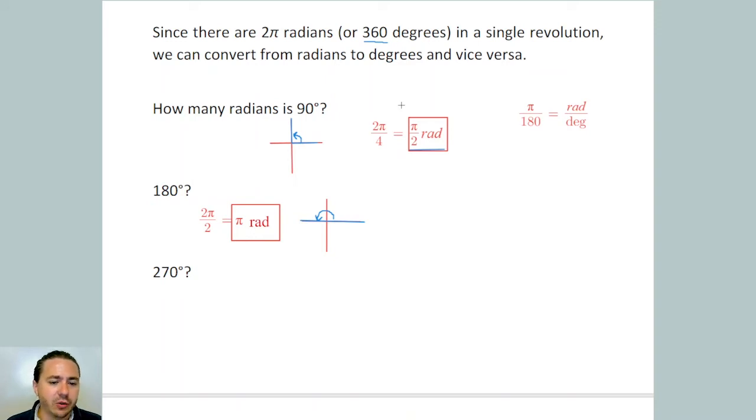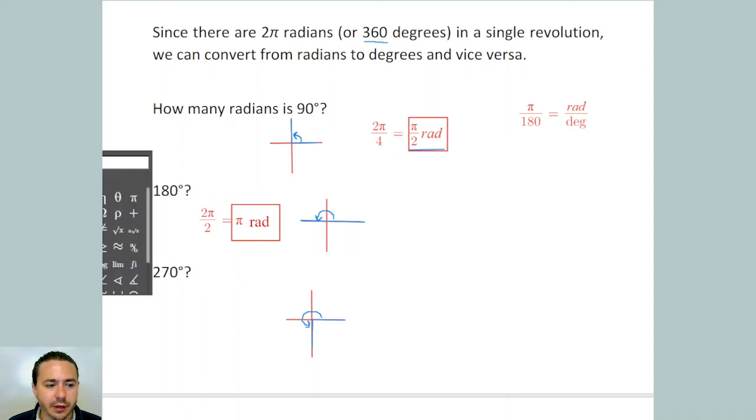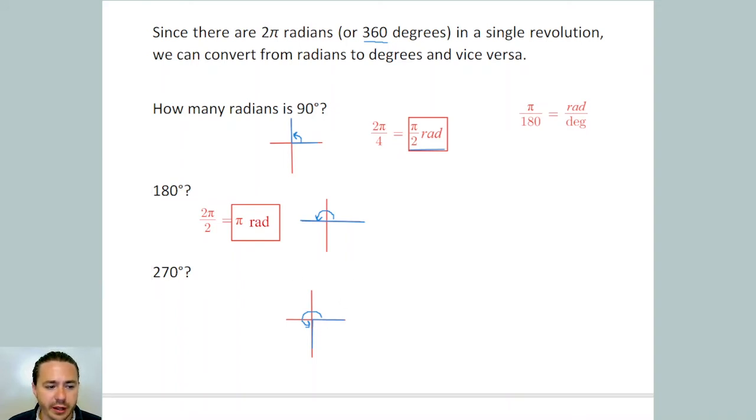Now 270 we know is going to be along the negative y-axis. So if I'm going to sketch that angle out, I'm going to do it like this. The angle measure is going to be here. And I want to know how many radians that is. Well, that's 3/4 of 2 pi, right? 3/4 of 2 pi radians. So I might go here and I say, okay, 3/4 of 2 pi, 3/4 of means we multiply here.